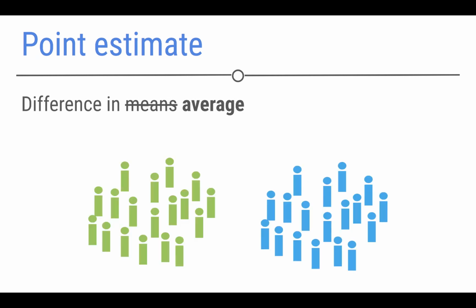But for now, let's just focus on the simple case when our point estimate is a difference in means, or the difference in the average between two groups. So let's say we've taken a sample of two groups like we discussed in our data collection section, and we're interested in knowing if the people in those groups have equal heights. So we can measure the height in the green group and measure the height in the blue group. And we find that on average, the green group is 68 inches tall and the average height in the blue group is 61 inches.